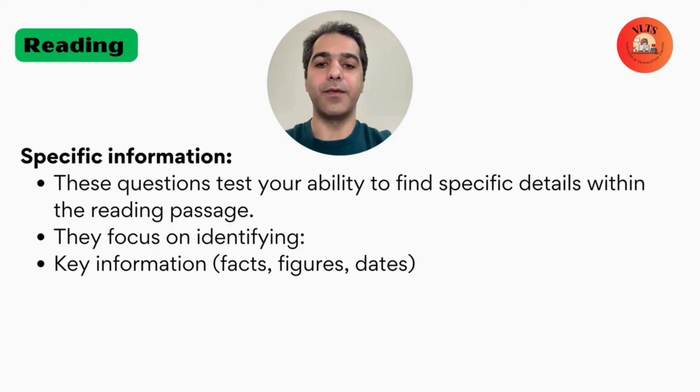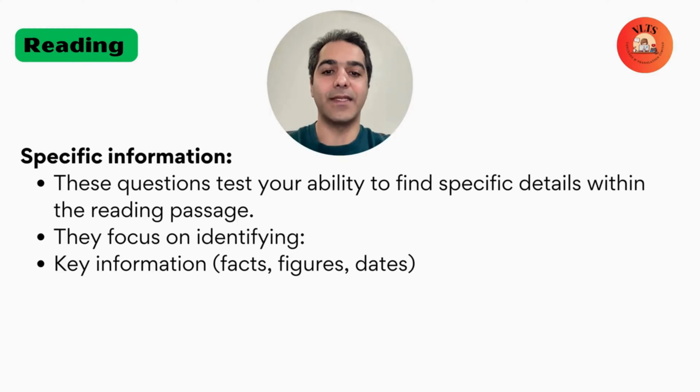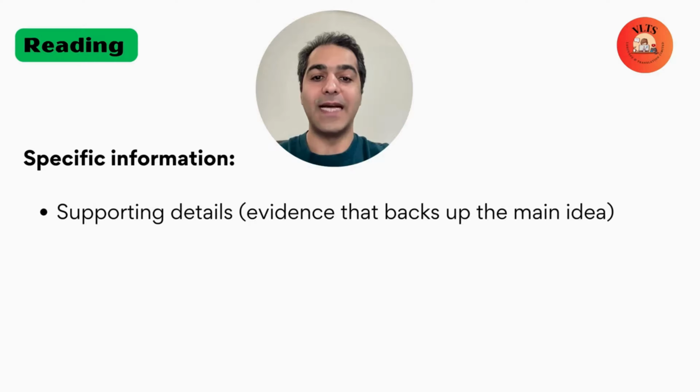Specific information type of questions. Unlike some questions that ask for an overall idea, these require laser focus. You will be hunting for key information like facts, figures, or dates. Think names, locations, or specific numbers mentioned in the passage. But that's not all. You might also be asked to find supporting details. This is evidence that strengthens the main point. These details are like the little puzzle pieces that build the bigger picture.